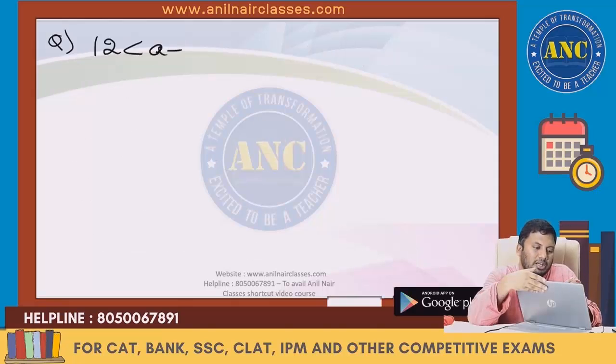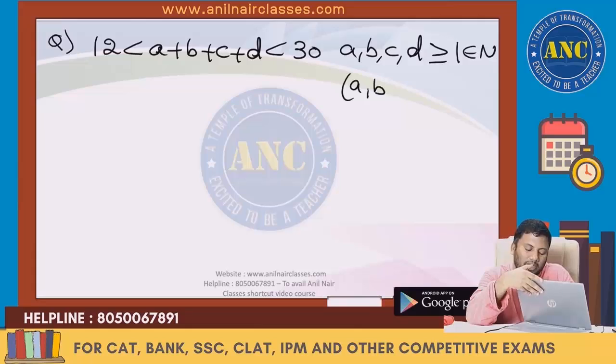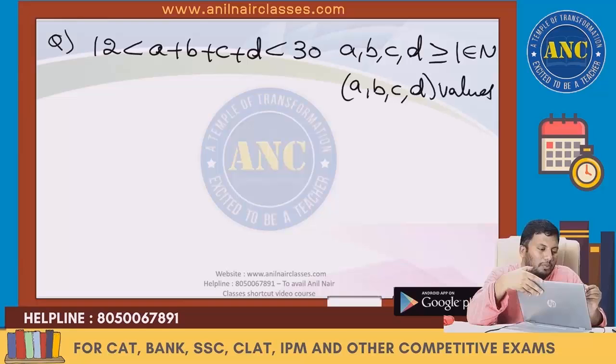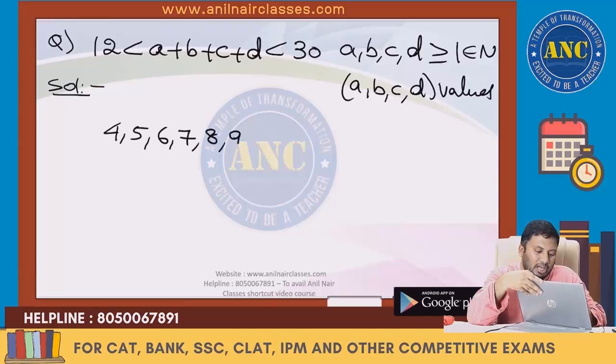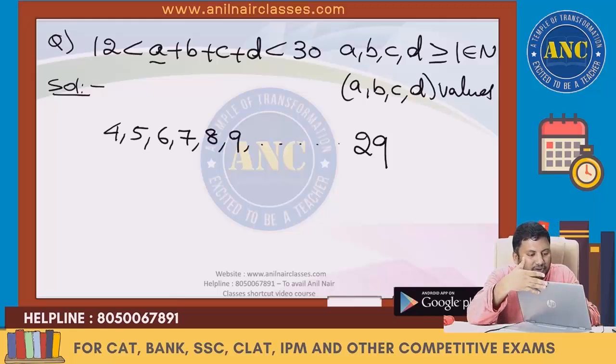12 less than A plus B plus C plus D less than 30. A, B, C, D are greater than or equal to 1 and are natural numbers. How many values will A, B, C, D take? The lowest is 4. 4, 5, 6, 7, 8, 9, and it goes on up to 29. This is for this equation.